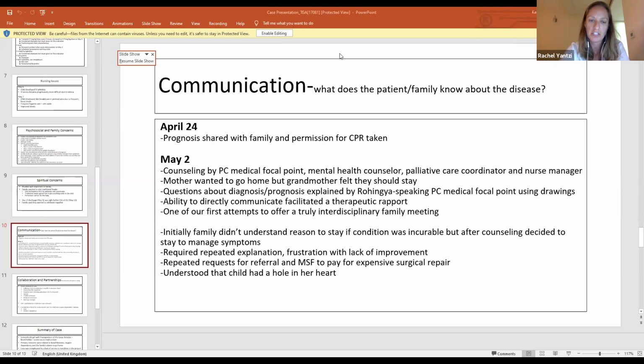They did have a lot of questions about why we weren't referring and asked repeatedly. They thought MSF has a lot of money, so why aren't they paying for this surgery? That was a difficult thing to explain.